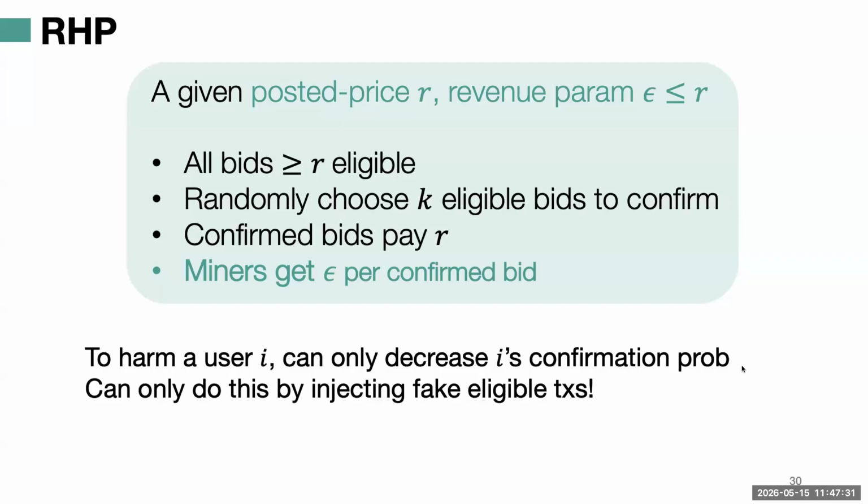Sorry, another question: what is this epsilon? Is epsilon a fixed parameter that depends on K and R? This epsilon would be a parameter similar to the posted price, but it controls how much the miner gets. I will actually explain the role of this epsilon. Okay, thank you. No problem.